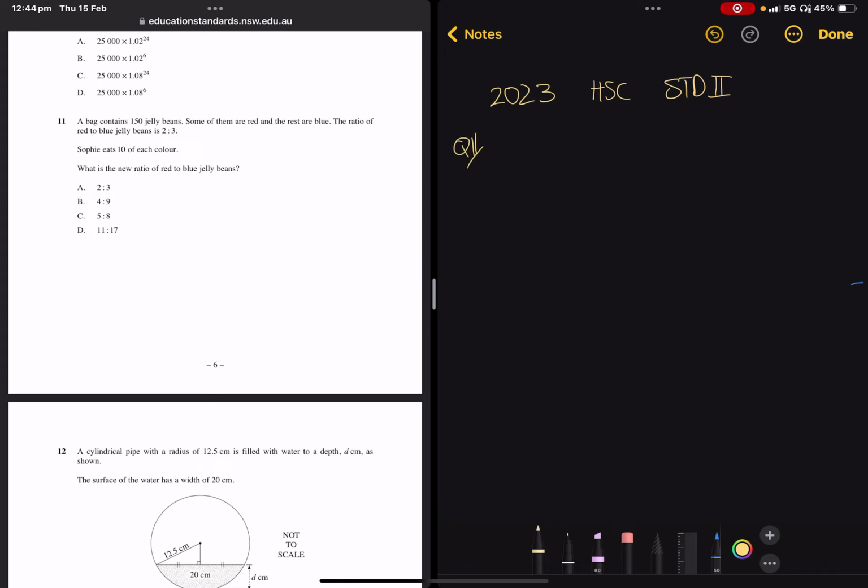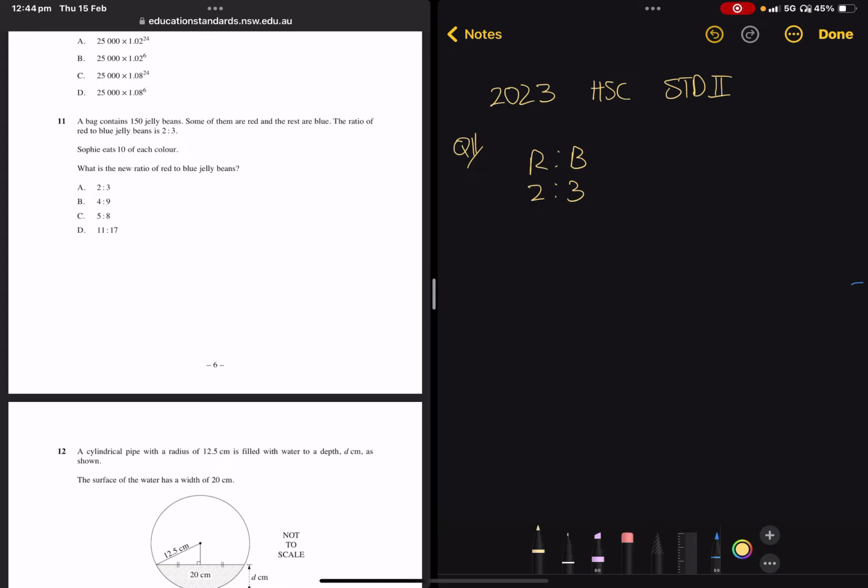So question 11, we're told a bag contains 150 jelly beans. Some of them are red and the rest are blue. The ratio of red to blue is 2 to 3. All right, red to blue is the same as 2 to 3. Sophie eats 10 of each colour. What is the new ratio of red to blue jelly beans?